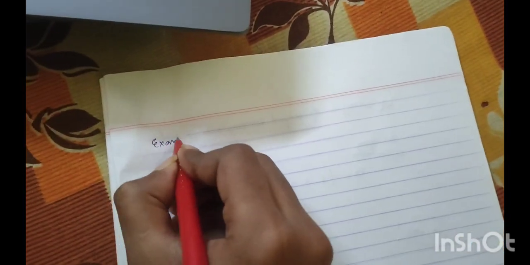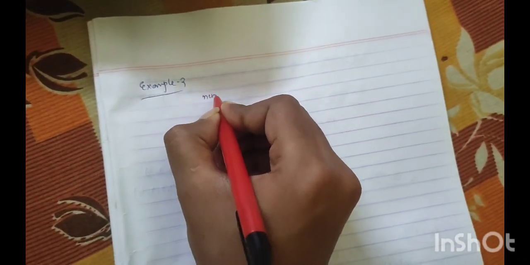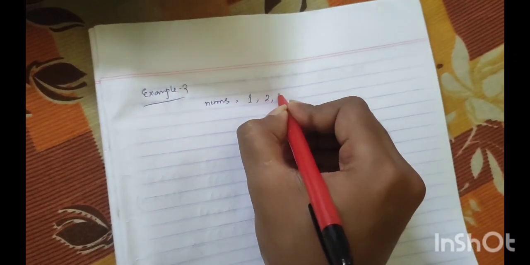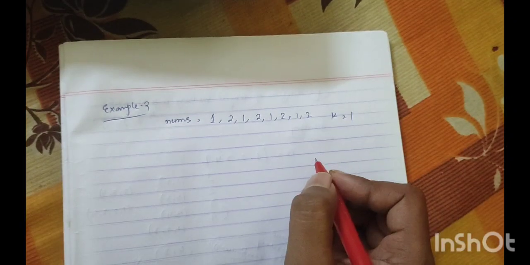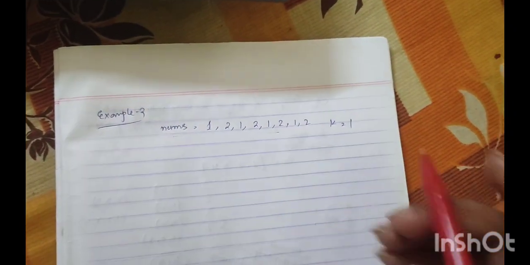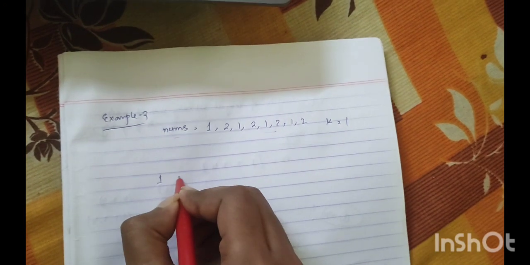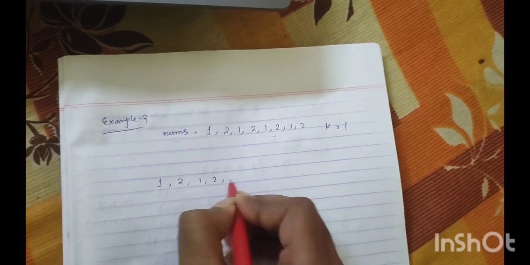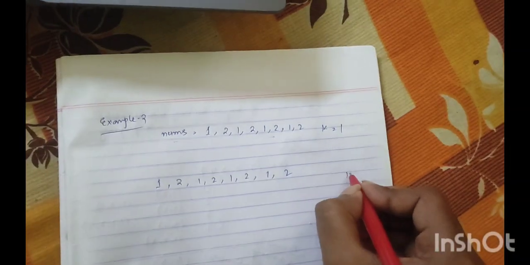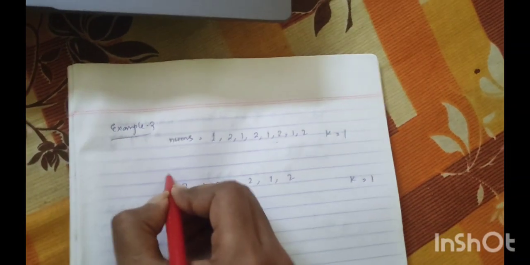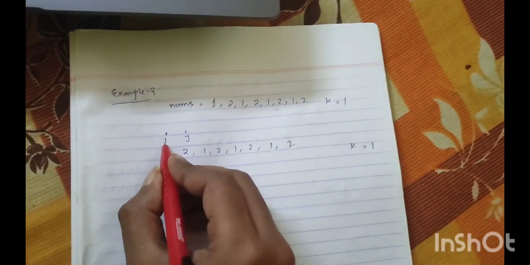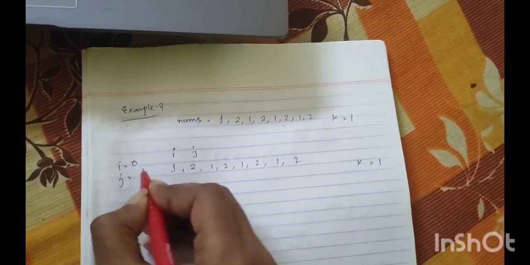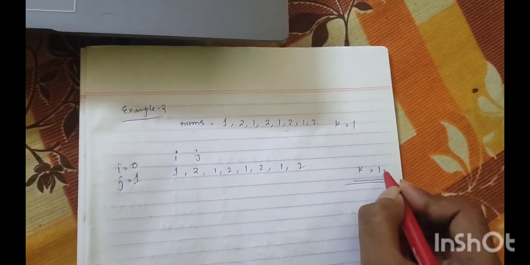So example 2, we have a nums array that is 1 2 1 2 1 2, and k equals 1. So you can check 1 2 1 2 1 2 and k equals to 1. Okay, so we start, this is i and this is j. So i is basically 0, and j is basically 1, and k is 1.